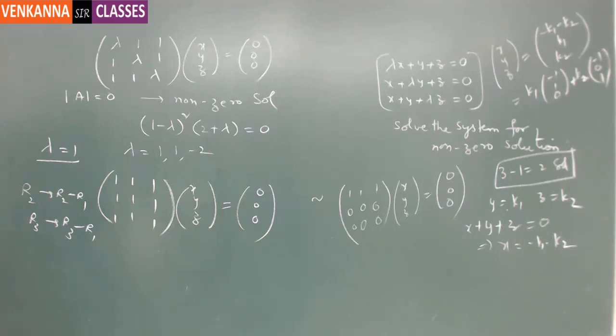If you take k1 is equal to 1 and k2 is equal to 0, the solution is -1, 1, 0. So x is equal to -1, y is equal to 1 and z is equal to 0. If you take k1 is equal to 0 and k2 is equal to 1, the solution is x equal to -1, y equal to 0 and z is equal to 1. These are the two solutions. Apart from this, you can take different values for it. You can take k1 is equal to 2, k2 is equal to 4. You will have another solution. These are non-zero solutions. Agreed?